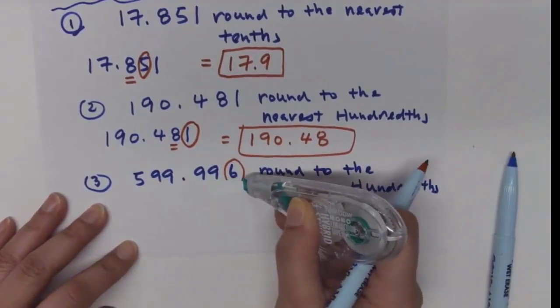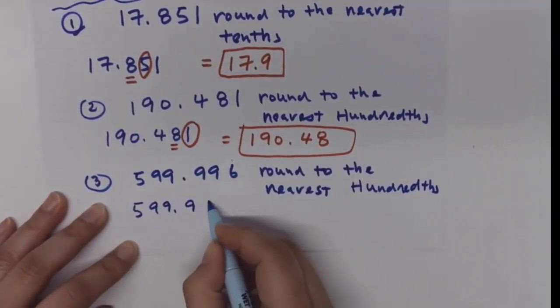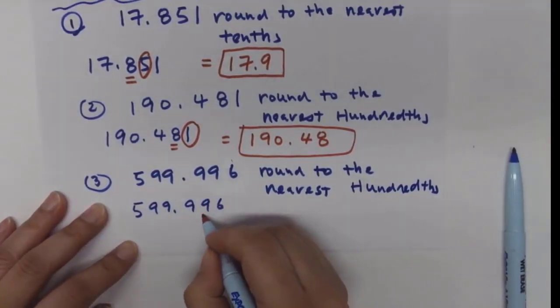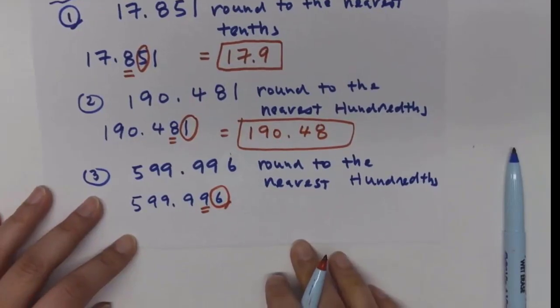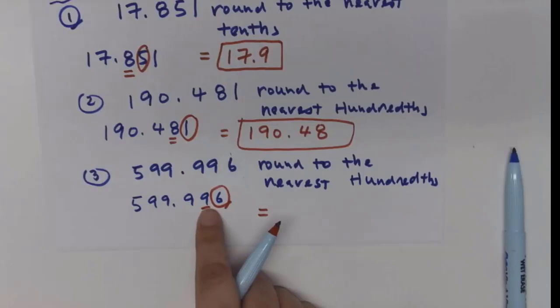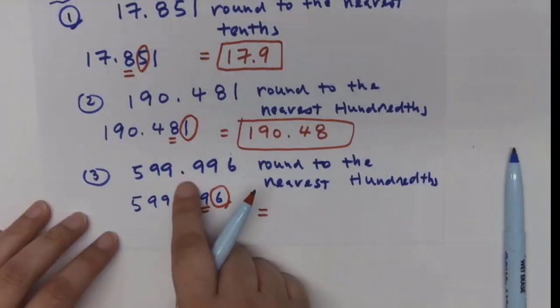So 599.996. I'm focusing on the tenths, the hundredths, this number. And this side is 6, right? So the answer should be, I need to round this up to what? It's like a 10 and then this moves, right?